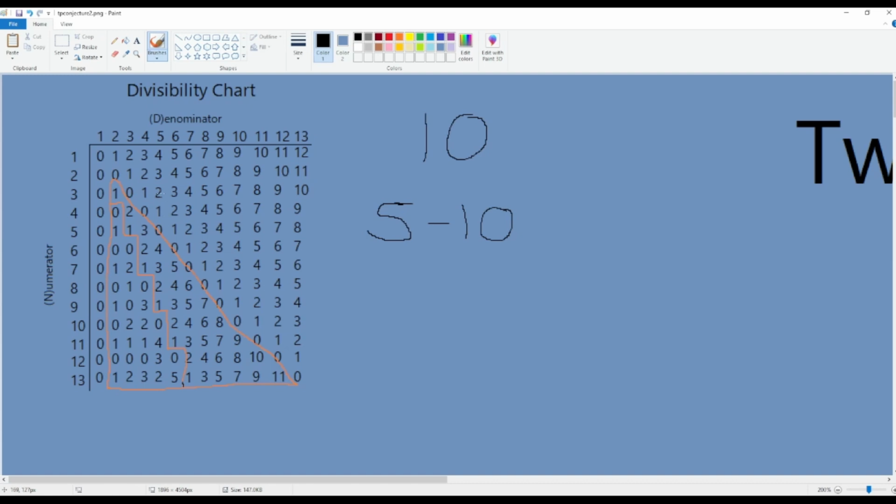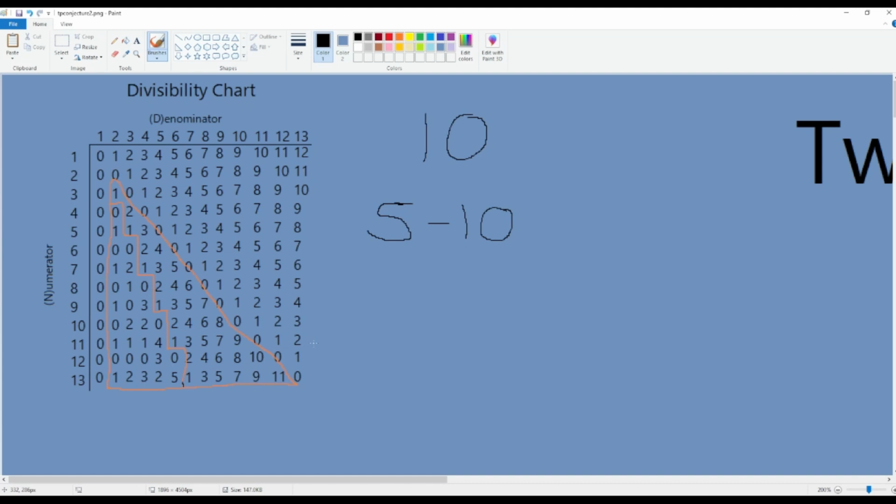Also, the columns. Say you have this column 2 and this column 4. Well, every number divisible by 4 is also going to be divisible by 2, right? And so what you get is a redundancy of zeros here, like on the 8 column. This 0 really isn't useful on the 4.